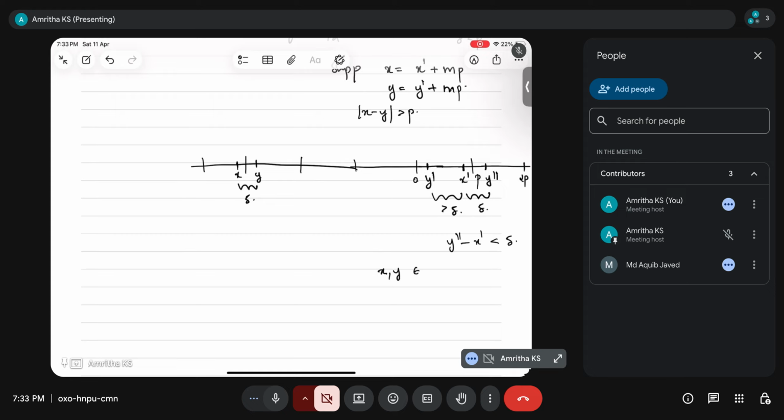How is it so? See, what about y dash here? Why does there exist y dash? Y dash in between 0 and p.